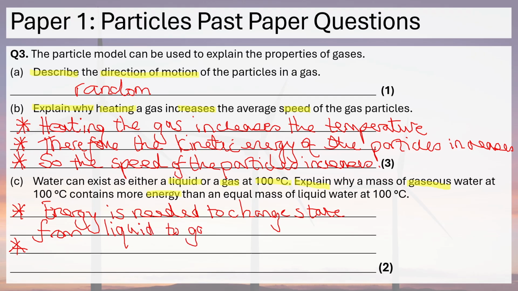What this is saying is that we've had to add energy to the liquid to make it become a gas. So it must have more energy. And the energy is needed to break bonds. So energy is needed to change state from liquid to gas by breaking bonds. And again, I think the most difficult part of that question is teasing that out into 2 full marks worth of an answer.